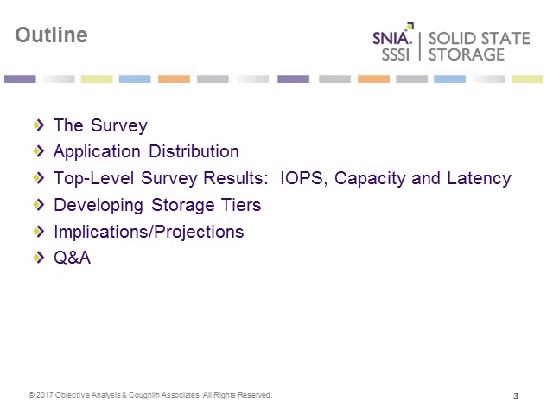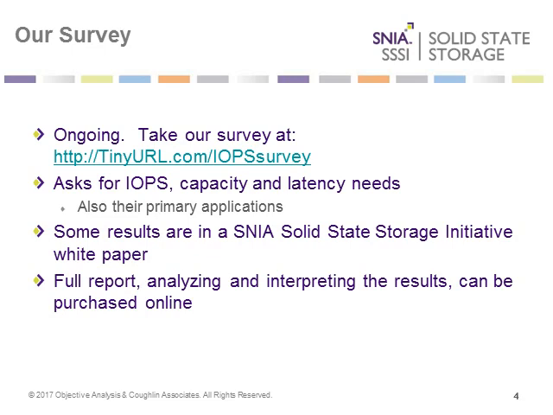So let's go to the next slide. Okay. As I mentioned before, the survey is ongoing, and here is a tiny URL link to take the survey if you're interested in still participating. It asks various questions, a very short survey actually. We estimate it takes about 5 minutes to do. Questions relate to input-output operations per second, capacity and latency needs, and system versus storage, especially on the IOPS side. We also ask what the primary application is for the IT people that take the survey. The survey is meant for IT professionals.